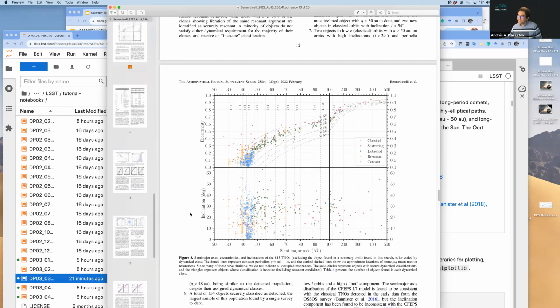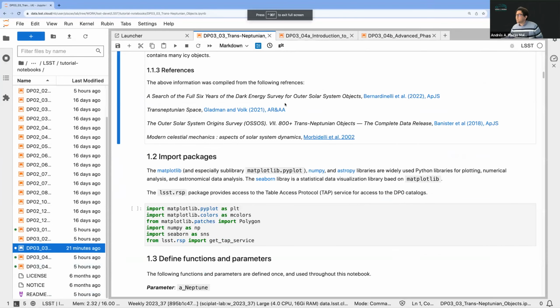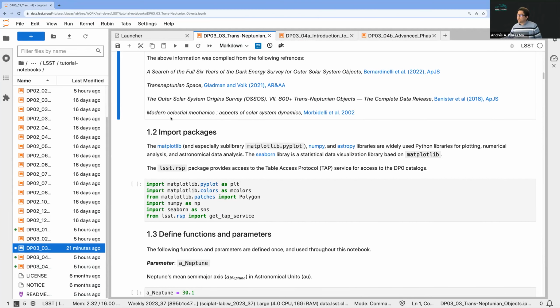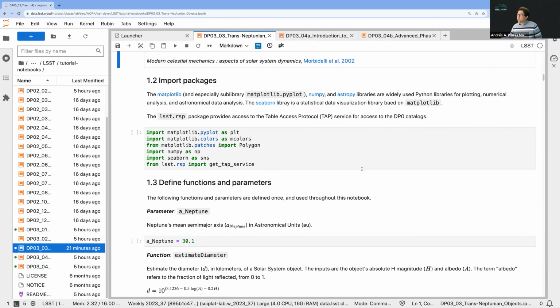We also have the inclination in degrees, and this is one of the objectives that we have with this tutorial, so I just wanted to mention that. Okay, then we have other references: a review about the TNOs by Gladman and Volk, and another survey that is actually dedicated to finding Trans-Neptunian objects, called the Outer Solar System Origins Survey, or OSSOS, and a textbook on orbital celestial mechanics by Morbidelli et al. So those are the references.